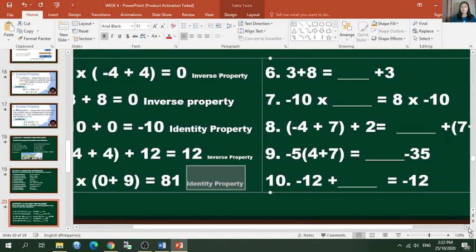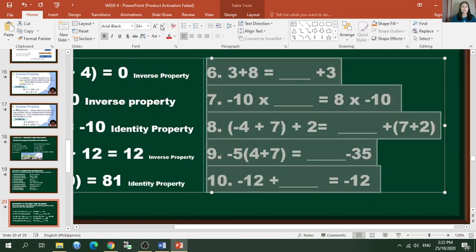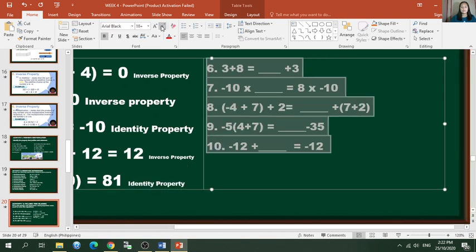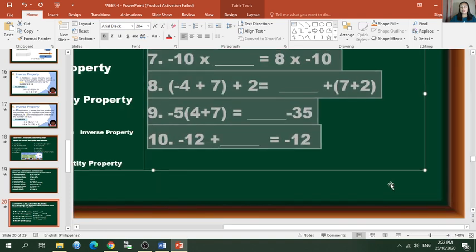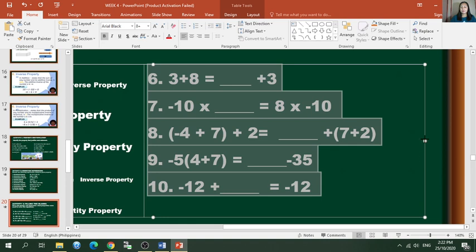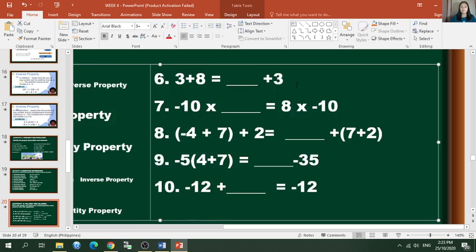6. Let me adjust this so it fits. Let me enlarge the monitor. Okay, so let's have number 6. Number 6. 8 plus 3 equals blank plus 3.